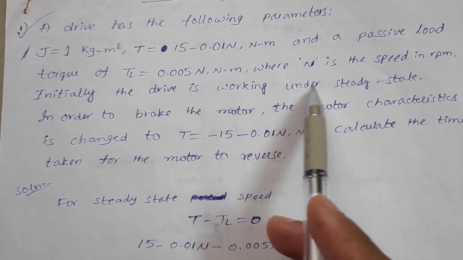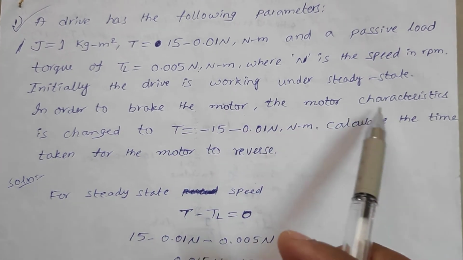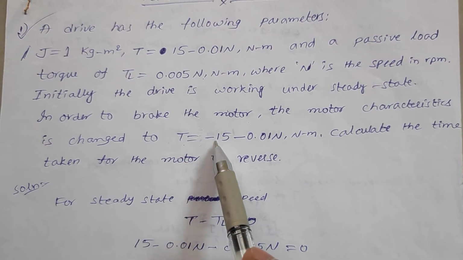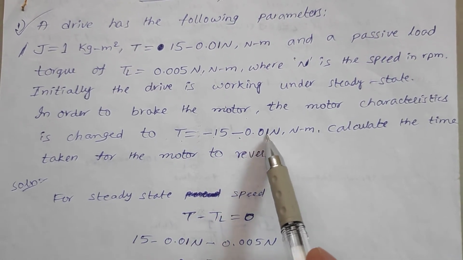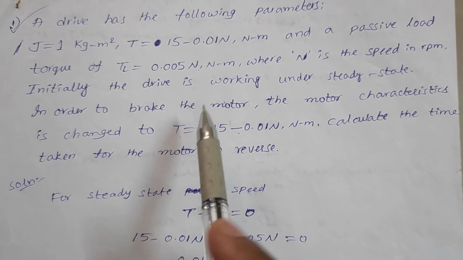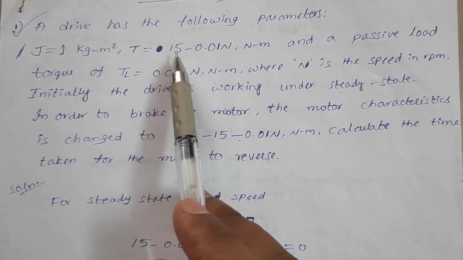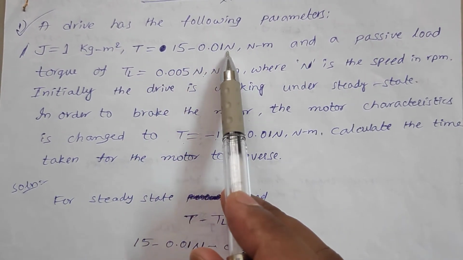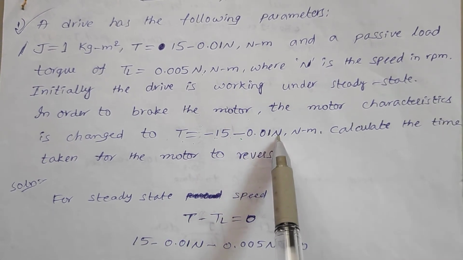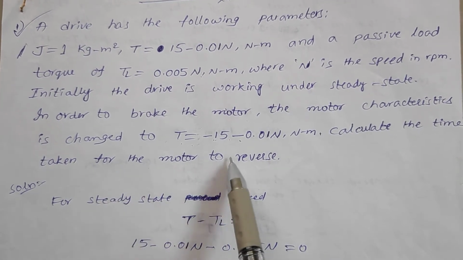Initially the drive is working under steady state. In order to brake the motor, the motor characteristics is changed to T is equal to minus 15 minus 0.01 N in Newton meter. So in order to brake, the motor characteristics has changed from T is equal to 15 minus 0.01 N to T is equal to minus 15 minus 0.01 N. Calculate the time taken for the motor to reverse.